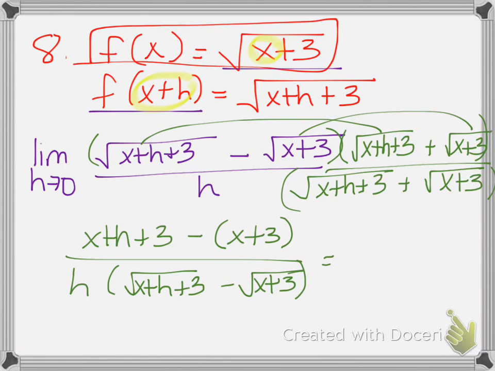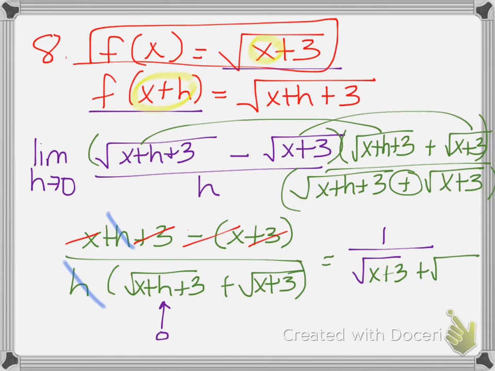Alright, so then we have the x's will cancel. That's a minus x. That's a 3 and a minus 3. All we have left on top is an h. The h will cancel with that h. So really there's just a 1 on top. H will be 0. So we have, that's a plus, so this should be a plus, I'm sorry. So we have the square root of x plus 3 plus the square root of x plus 3. You can write that as 1 over 2 square root of x plus 3, or you can just leave it like that.